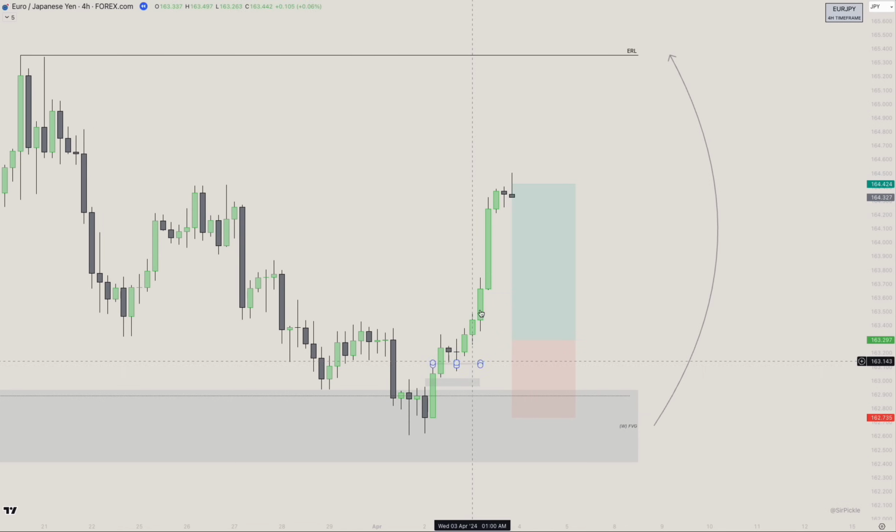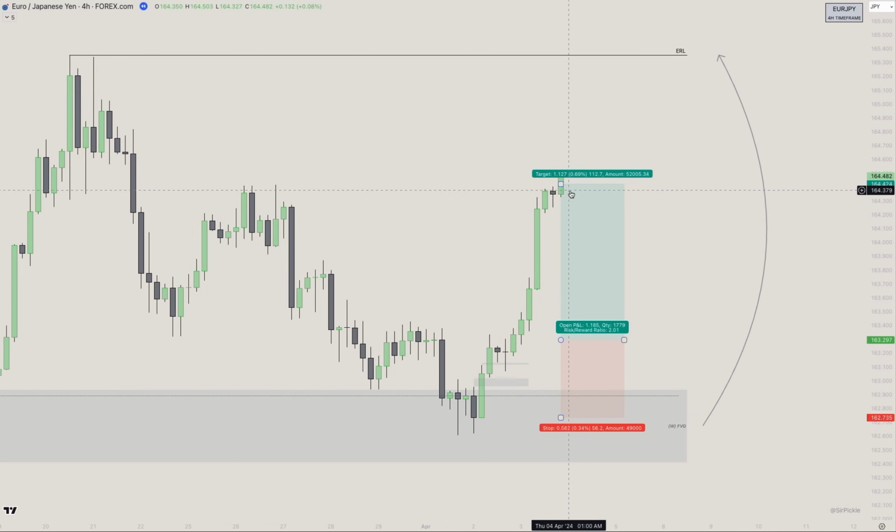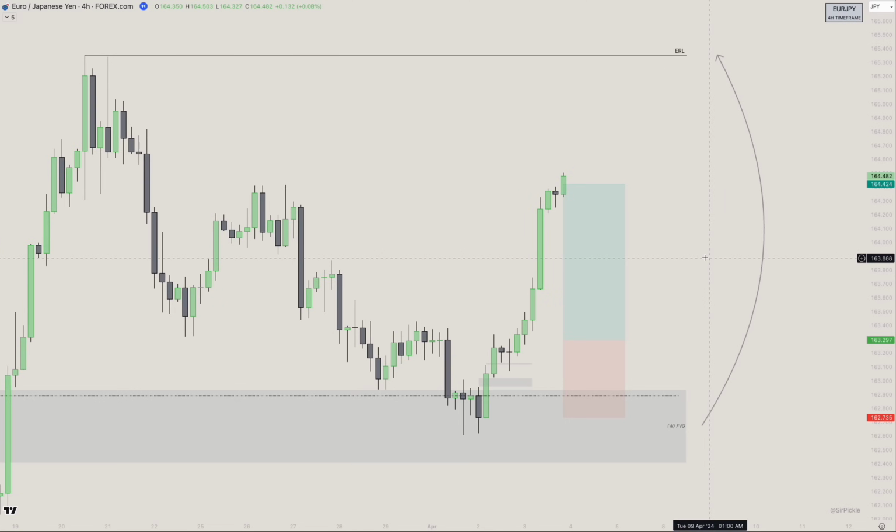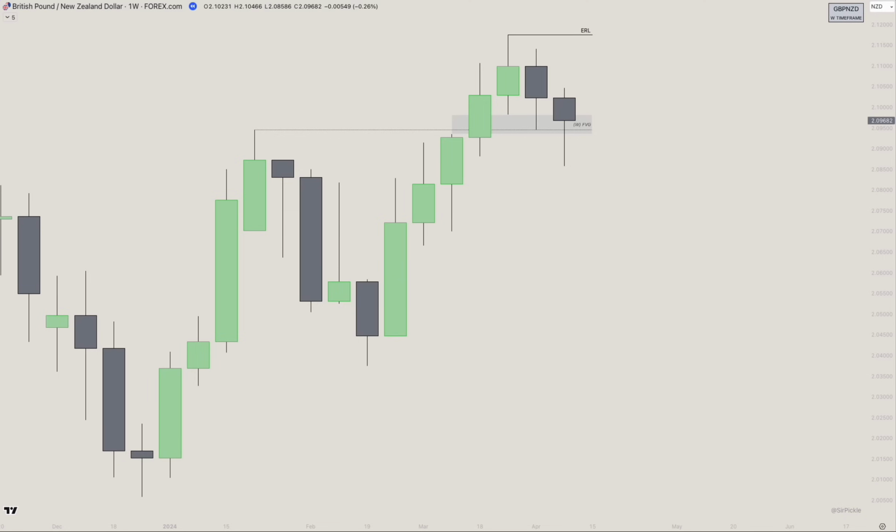And it was a very beautiful, aggressive run up to TP. So excellent example right here. Beautiful delivery on Euro JPY. So here we are on our final example.